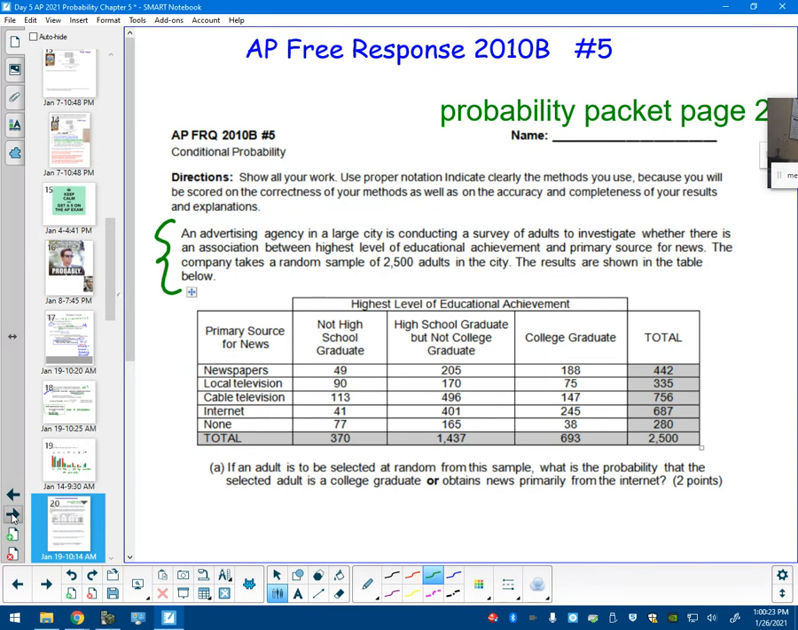Okay. The advertising agency in a large city is conducting a survey of adults to investigate whether there is an association between the highest level of educational achievement and primary source for news. The company takes a random sample of 2,500 students in the city. The results are shown in the table below.